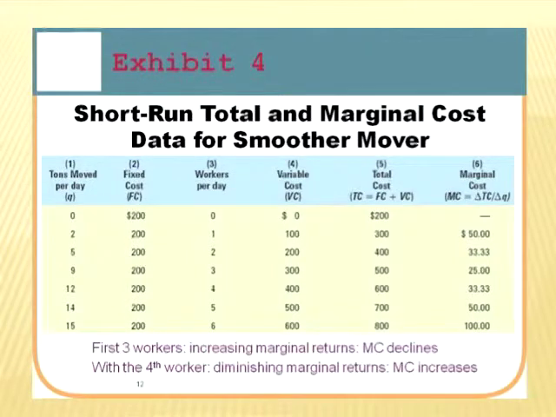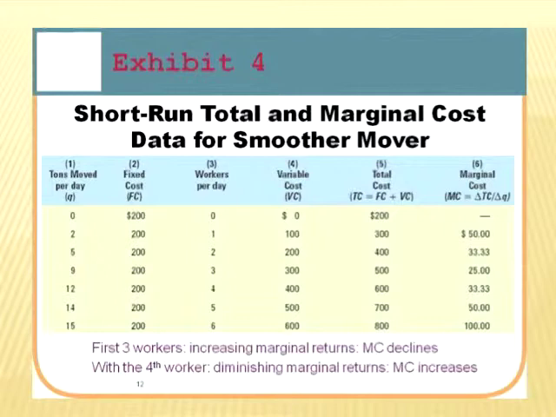Here we have the same mover as before. This is Smoother Mover. We're renting the truck for $200 a day. And remember that we're employing various different levels of workers, anywhere from 0 to 6 workers. We're paying each worker $100 a day. So you can see in column 4, variable cost goes up as we employ additional workers. So when we have no workers, then we have 0 variable cost. As we employ 1, we have 100, 2, we have 200, where that's simply 2 times the 100, 3, we have 300, and so forth.